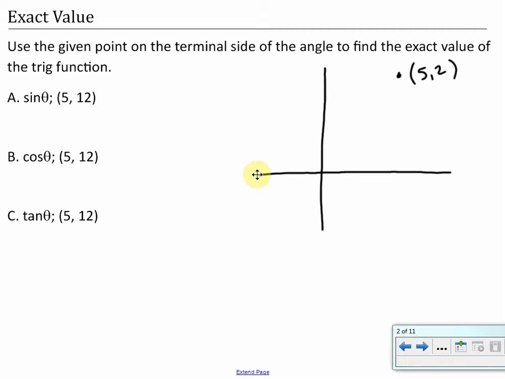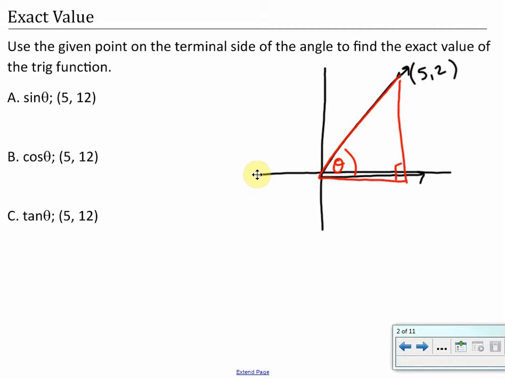Now that point lies on the terminal side of the angle. So here would be my angle. I want to find the sine, cosine, and tangent ratio for my angle theta that exists between the x-axis and the terminal side. So the first thing I'm going to do is draw a leg here to make a right triangle out of my point.